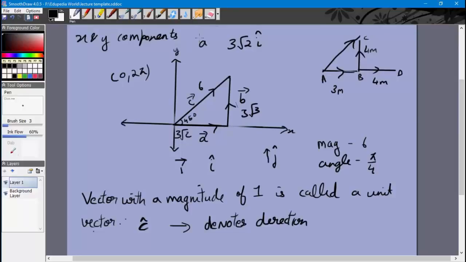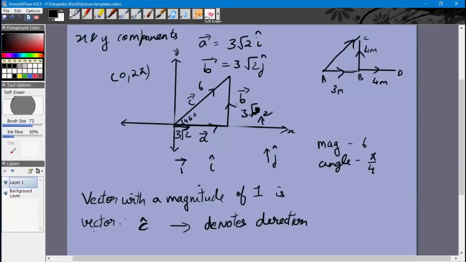So a vector can be written as 3 root 2 I because it is 3 root 2 times this unit vector which represents the I axis. Similarly, B is, this should be 3 root 2, sorry, 3 root 2 J, because it is a vector of magnitude 3 root 2 and J is this vector in the vertical direction. And since C is the sum of these two vectors, we can write this vector as 3 root 2 I hat plus 3 root 2 j hat. Sometimes they refer to I cap and j cap as well.